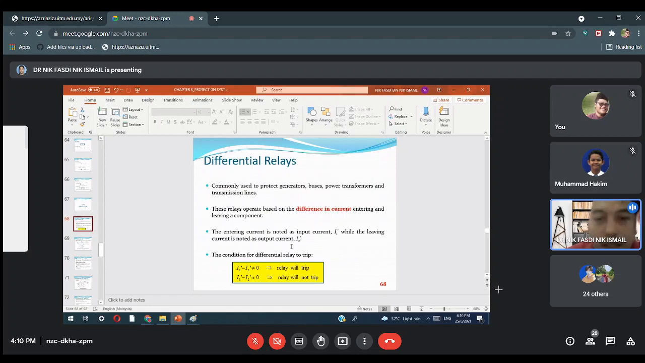Okay, the entering current is noted as the input current I1 prime, while the leaving current is noted as the output current I2 prime. The condition for the differential relay to trip, okay, this is the condition: current goes in I1 prime minus I2 prime not equal to 0, then the relay will trip. It means if it is not zero, there is a difference between I1 prime and I2 prime. Right. So it means there will be a fault there. So the relay can sense the fault: oh, this is a fault because the current entering and the current leaving are not the same. There's a difference in terms of magnitude.